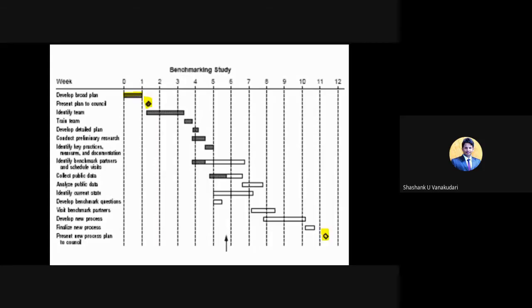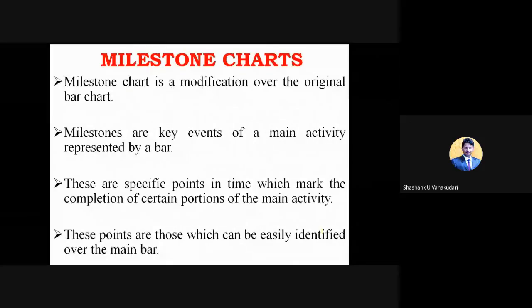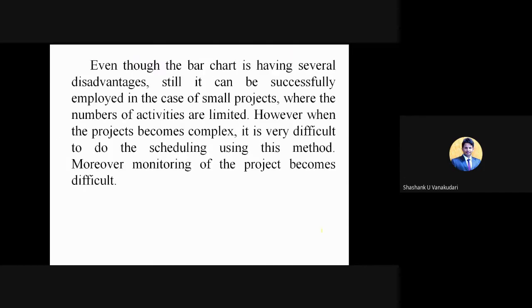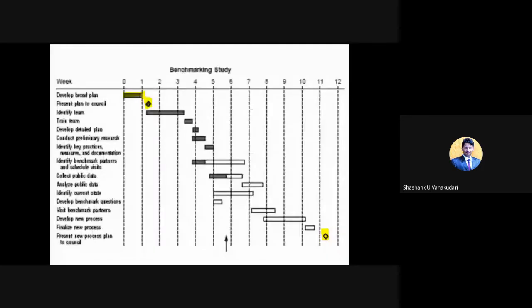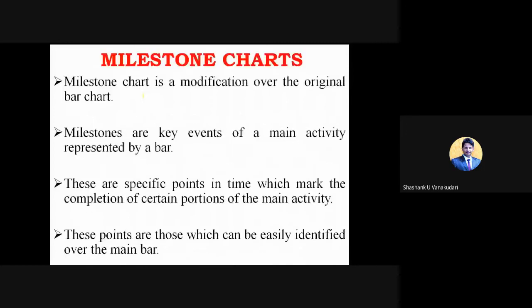And here there are specific points in time which mark the completion of certain portions of the main activities. So for every activity in this list, certain points will be there, right? That point represents a particular milestone. Milestone means completion of one particular activity. So we can show that by using the different points. And the next one, these points can be easily identified over the main bar.